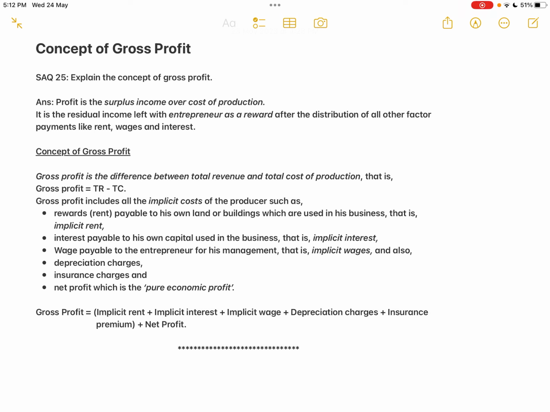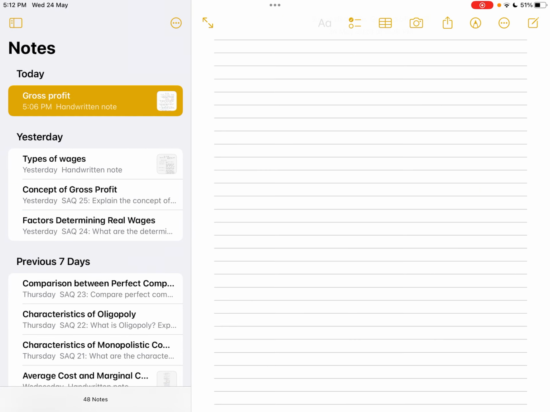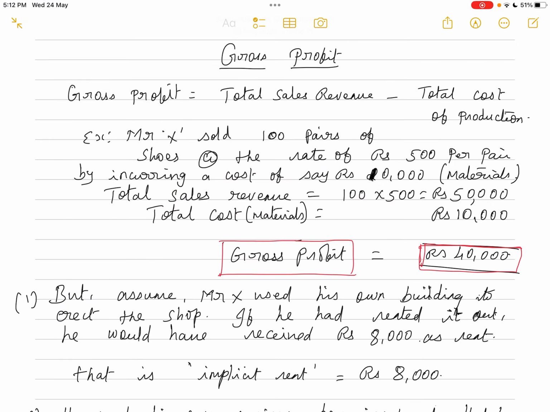Anyway, this is the 5 marks answer. Let me explain to you with the help of a numerical example. So this is the formula: gross profit is equal to total sales revenue minus total cost of production.